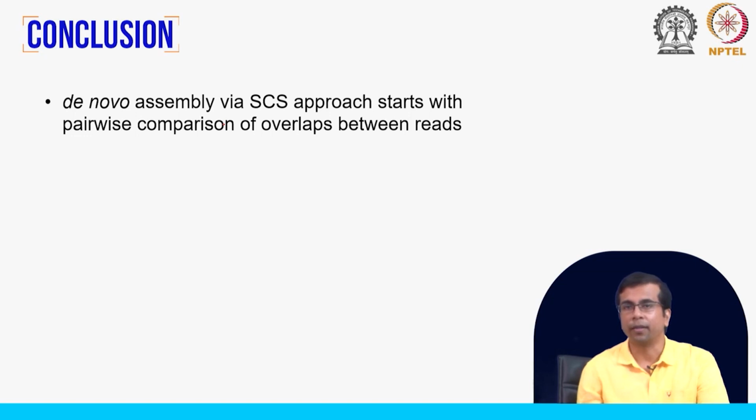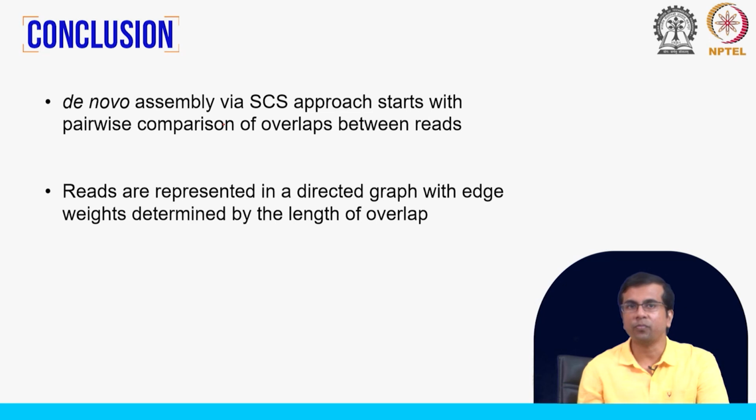To summarize, we have talked about the de novo assembly problem, and I have discussed why this is a really challenging problem. We have discussed the SCS, or shortest common superstring, approach. This starts with pairwise comparison of overlaps between reads. One of the other methods that we will discuss also utilizes this overlap graph as the starting point.